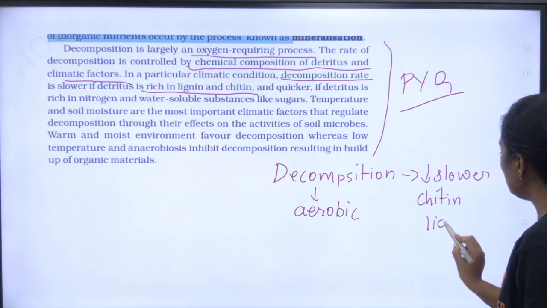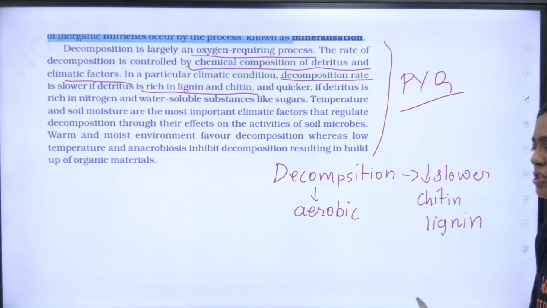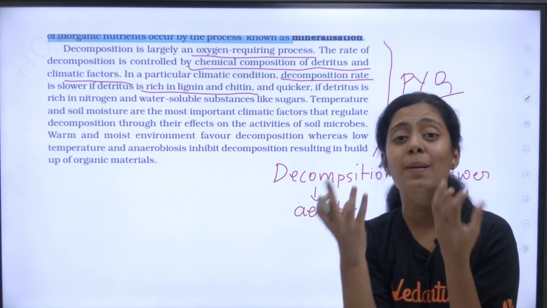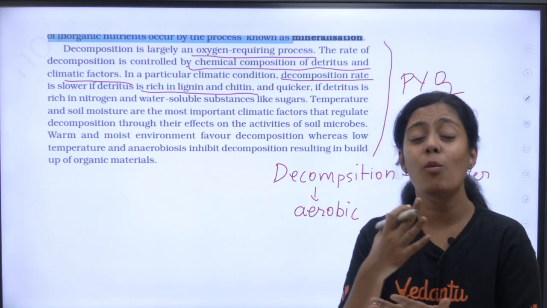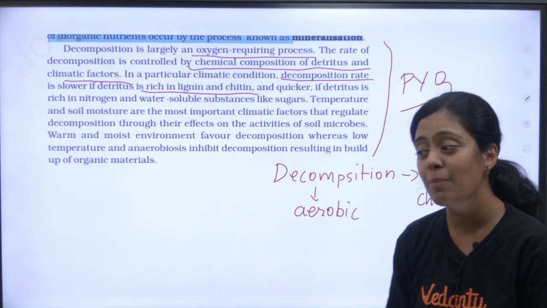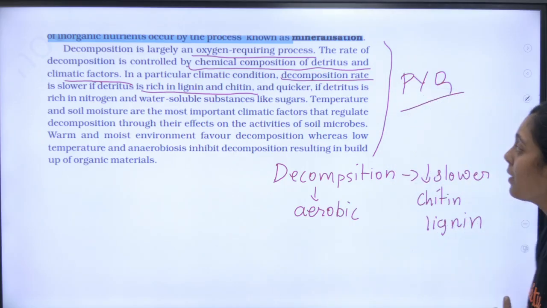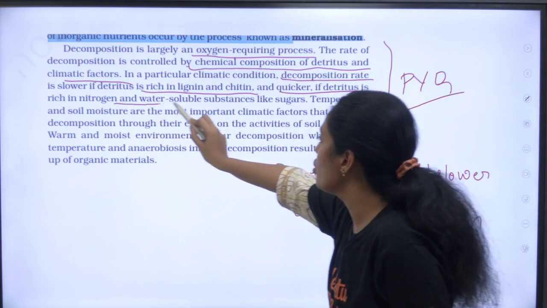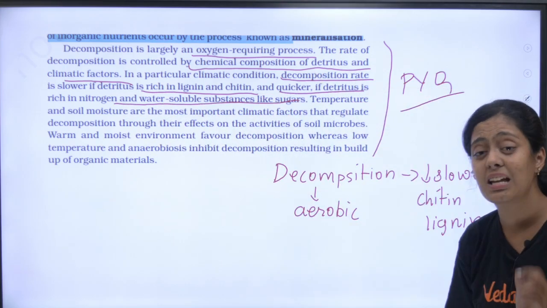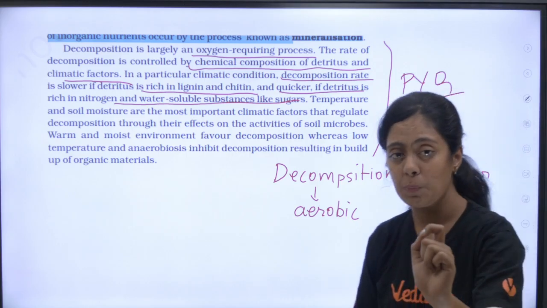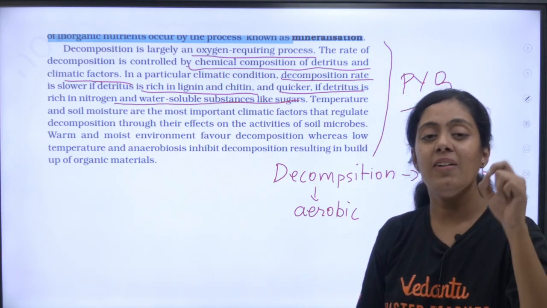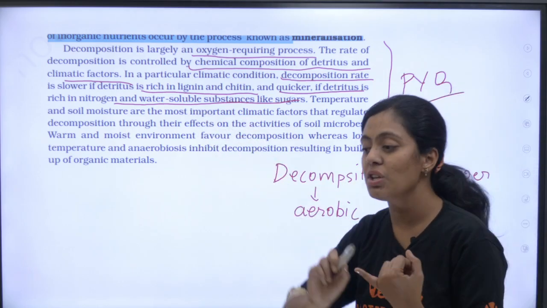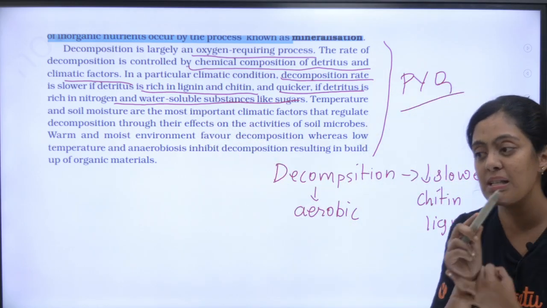What is so special about chitin and lignin? Both chitin and lignin are very complex polysaccharides, students. It takes a lot of time to break them down. And decomposition is quicker if the detritus is rich in nitrogen and water soluble substances like sugar. This can be a PYQ. It is very slow when it is made up of chitin and lignin. It is faster when it is rich in nitrogen and water soluble substances like sugar.